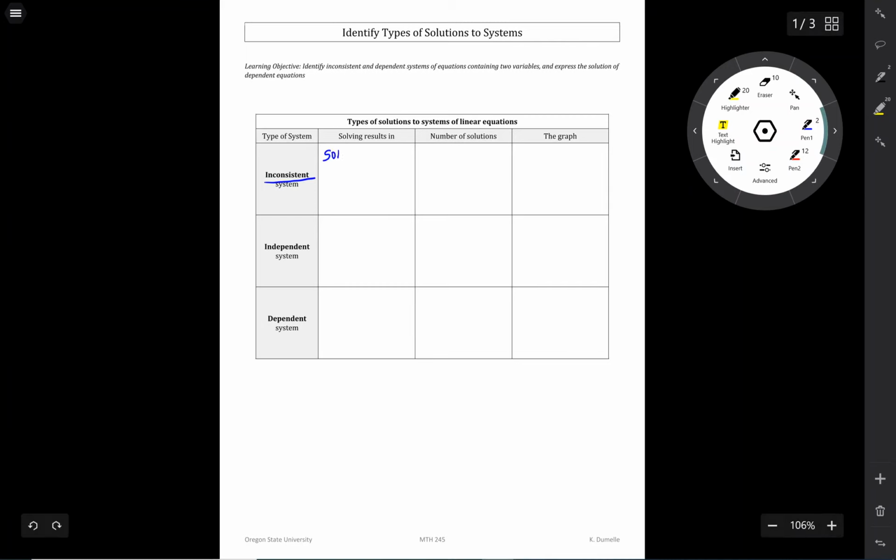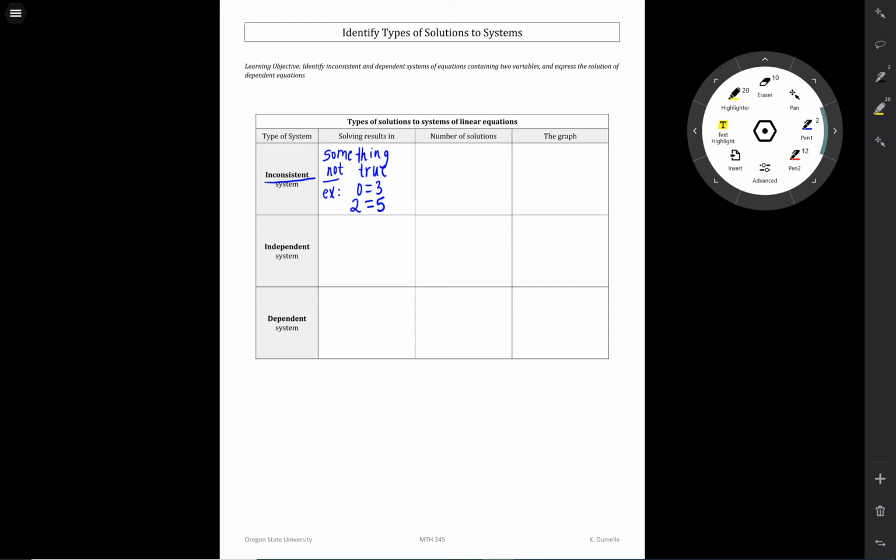Something that's not true. So maybe at the end of solving this system, I get something like 0 equals 3 or 2 equals 5. Something that's not true, right? I think we can all agree that 0 does not equal 3 and 2 does not equal 5. So that's what it will look like if we have an inconsistent system.